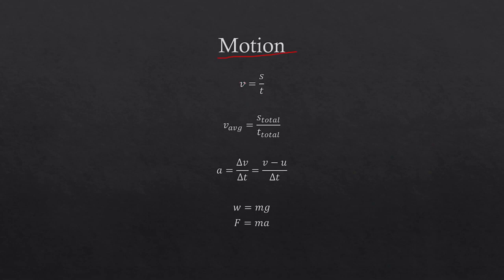So first we have velocity, which is nothing but displacement by time. One thing to note is that displacement is a vector quantity and speed is a scalar quantity. Speed is equal to distance by time, while velocity is equal to displacement by time. Average velocity is equal to the total displacement by the total time, and the more commonly used one would be the average speed, which is equal to total distance by total time.